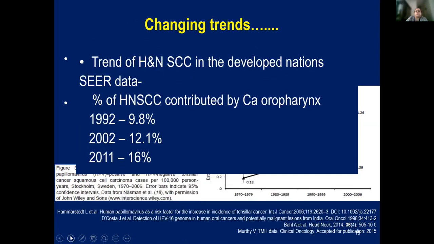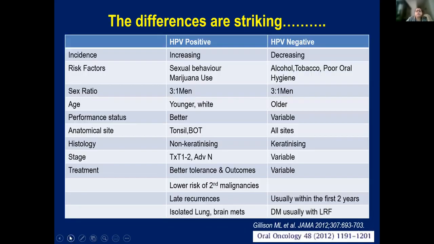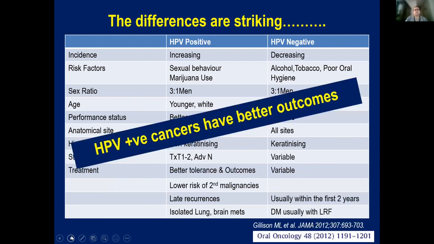And what happened was that you see the SEER database from 1992 to the early 2010s, you see that there was an increase, the percent proportion of oropharyngeal cancers contributing to head and neck cancers definitely increased. The other realization was that there was a striking difference between these two groups of patients, especially in terms of the incidence, the risk factors associated, the sex ratio, age, performance status, anatomical site, histology, stage, and the treatment parameters were very different. And the basic thing was that HPV positive cancers seem to have a better outcome.